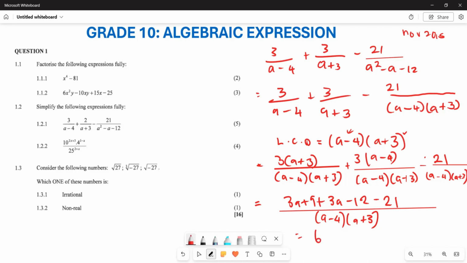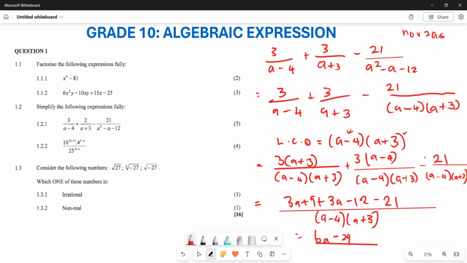So this is going to be 6a. Now you are having negative 12 minus... so you're having 9. Here you're having 9. So this is going to be your 9, subtract your 12, subtract your 21, right? Which is going to be the same as negative what? Negative 24, right? So this is going to be your negative 24.